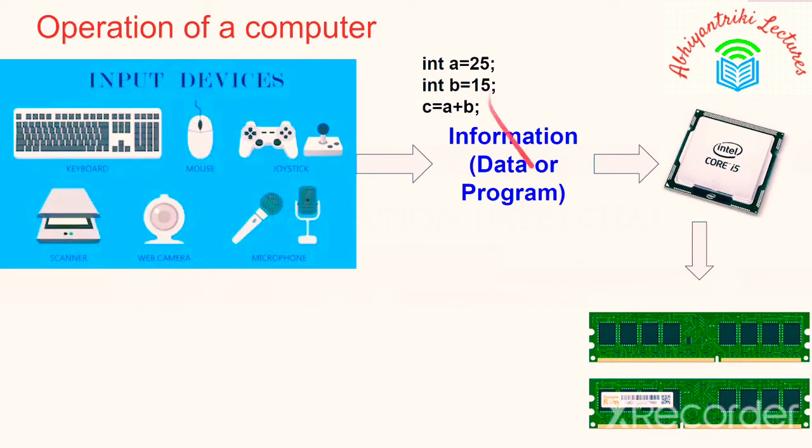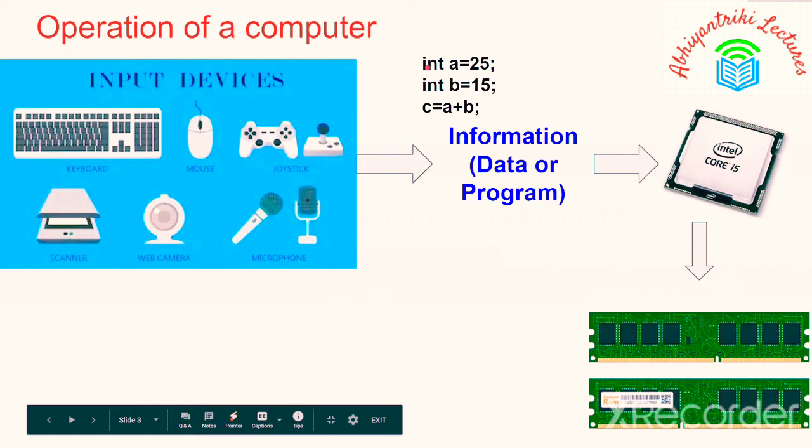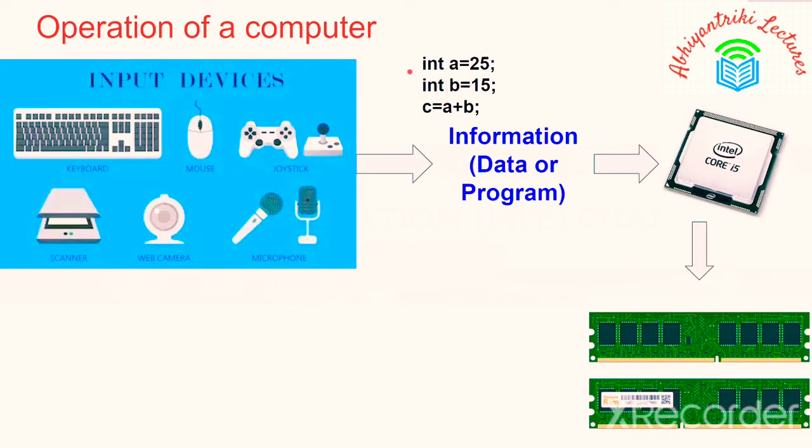Now the processor's job is to fetch these instructions by sending the address of each instruction. And what the processor does is, it fetches the first instruction, int a is equal to 25, and keeps it in the cache memory. Again the processor sends the address of int b is equal to 15, fetches this instruction and keeps it in the cache memory. And again it fetches c is equal to a plus b, by sending the address, and keeps it in the cache memory.